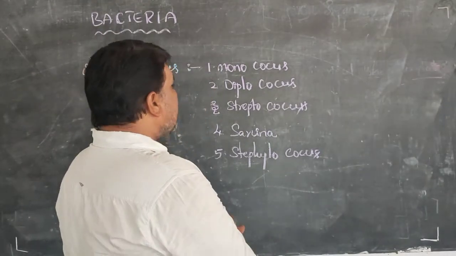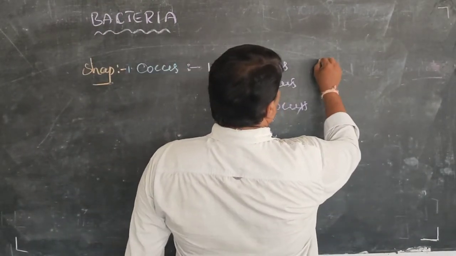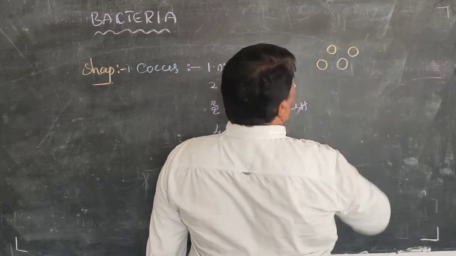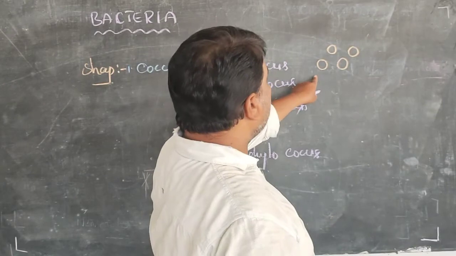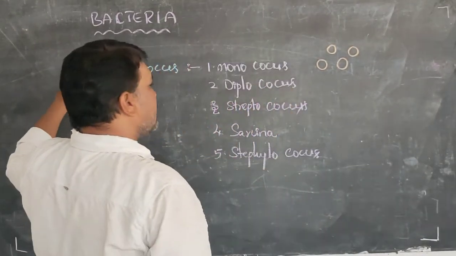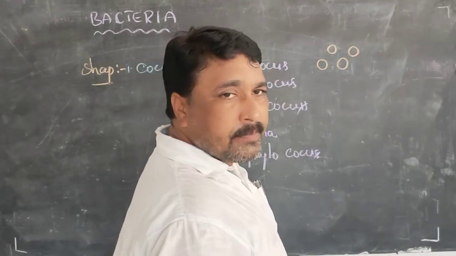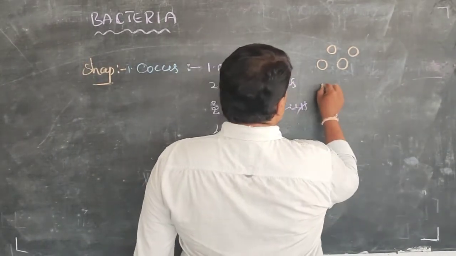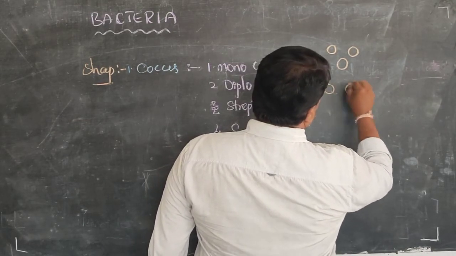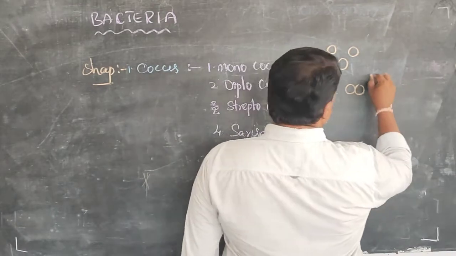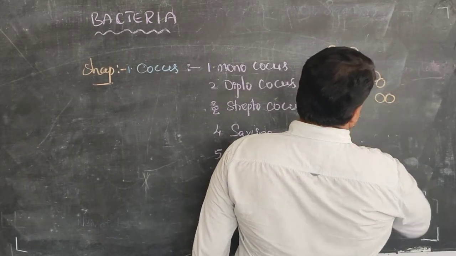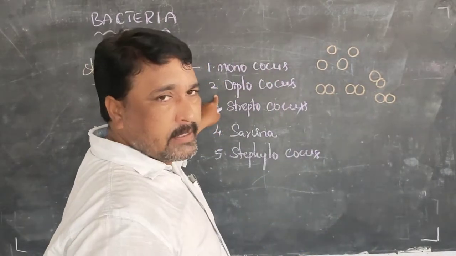Monococcus occurs as a single bacterial cell, a single coccus cell. That type of bacterial cell is called monococcus. Diplococcus occurs as a pair of spherical bacteria.